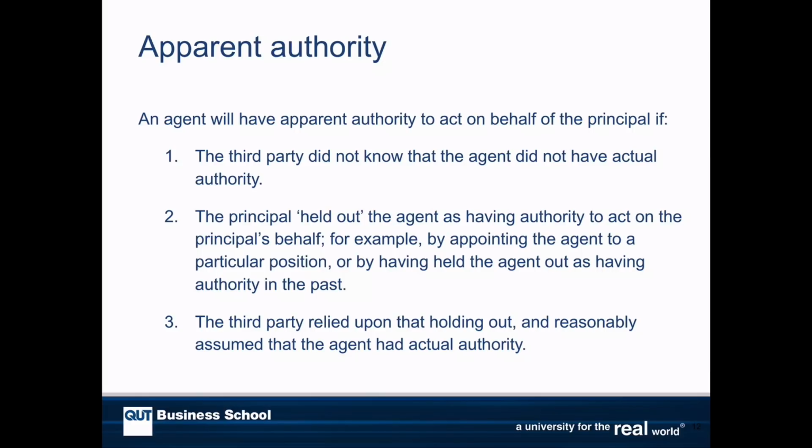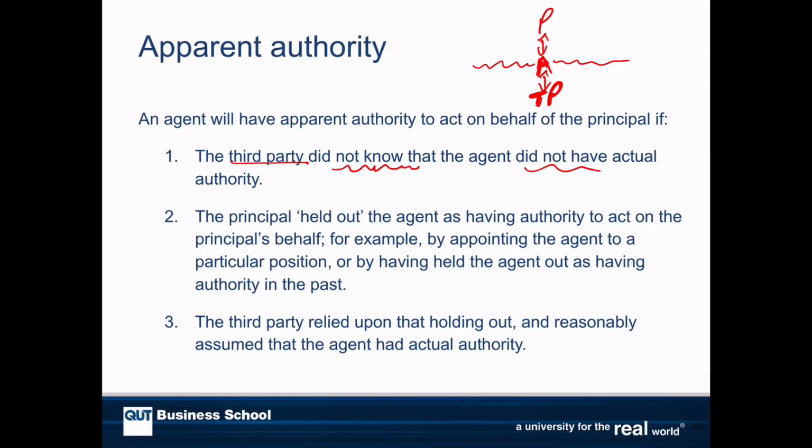Okay, so remember the relationship that we have. We have a principal, we have an agent, and we have a third party. Now remember, the third party is dealing with the agent and can't see the principal. That's important to remember in this relationship. So, apparent authority occurs where the third party did not know that the agent didn't have actual authority. So this third party here must not know what the agent can and can't do.